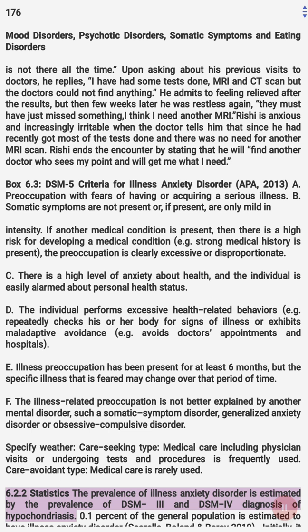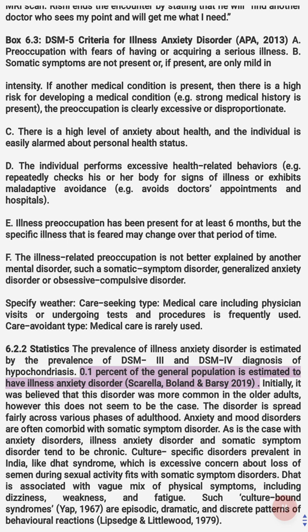6.2.2 Statistics. The prevalence of illness anxiety disorder is estimated by the prevalence of DSM-III and DSM-IV diagnosis of hypochondriasis. 0.1% of the general population is estimated to have illness anxiety disorder, Scarella, Boland and Barsky, 2019. Initially, it was believed that this disorder was more common in older adults, however this does not seem to be the case. The disorder is spread fairly across various phases of adulthood.